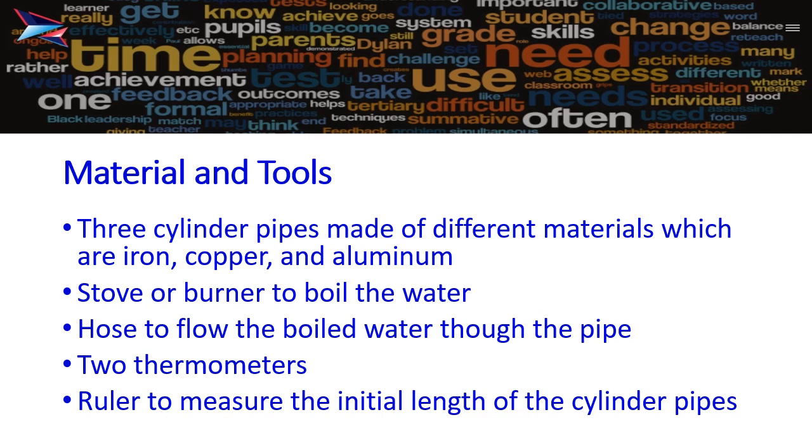The last one, we're going to use a ruler, a very long ruler, about 1 meter or 100 centimeters, to measure your pipes, because the pipes are about maybe 80 or 90 centimeters. So you just need to use this ruler to measure the initial length of the cylinder pipes, because they are going to expand due to the heat absorbed by the pipes.